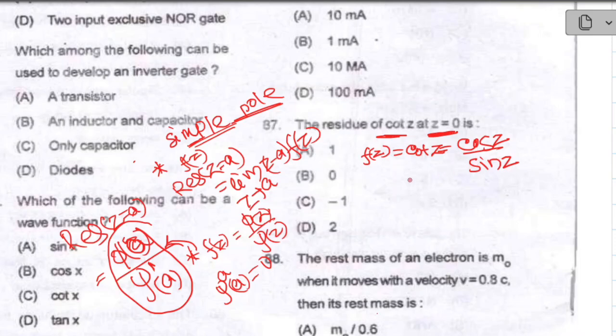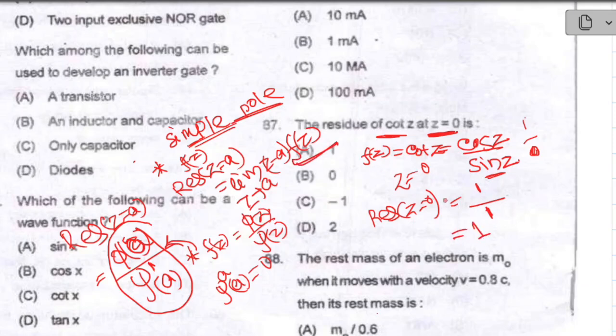You can check here at Z equals 0: cos 0 is 1, but sin 0 is 0, that is 1 by 0, so your denominator is 0. So in this case, you define the residue at Z equals 0 as cos 0, that means 1, divided by the first derivative of sin Z. The first derivative of sin Z gives you cos Z, and at Z equals 0, cos 0 is 1. So 1 by 1 is 1. So your correct option is option A.